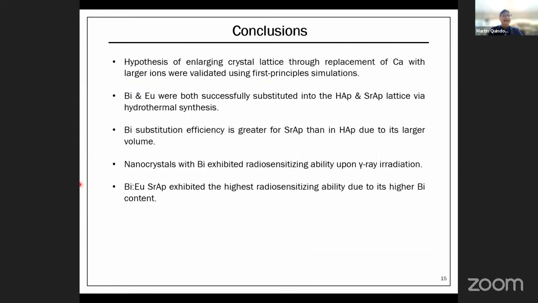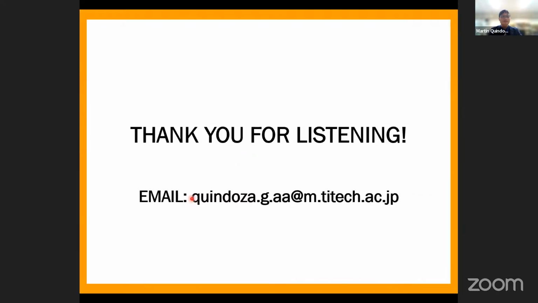So given all of this result, I have the following conclusion. My hypothesis of larger crystal, higher BI substitution efficiency was validated using first principle simulation. And the BI and EU were both successfully substituted into the HAP and the strontium apatite lattice. And the substitution efficiency is higher for strontium apatite. And the nanocrystals with BI exhibited the radiosensitizing ability upon gamma ray irradiation, with the bismuth europium strontium apatite exhibiting the highest radiosensitizing ability. So this is the end of my presentation.